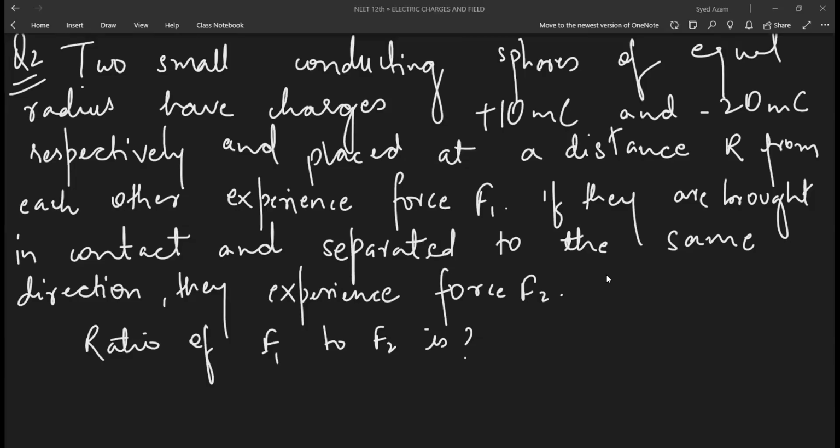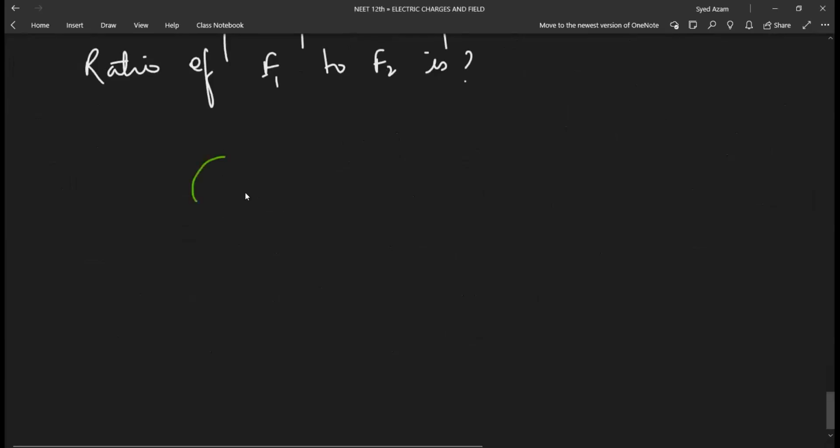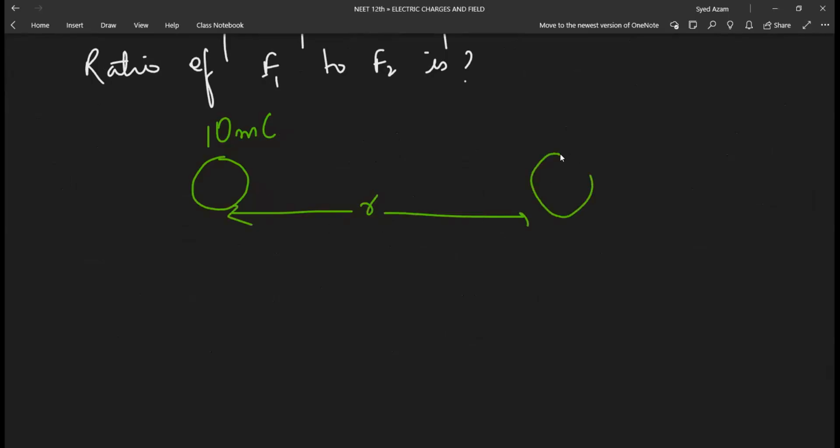Look, Ibrahim, this question says two conducting spheres of equal radius have charges plus 10 millicoulomb and minus 20 millicoulomb respectively. And they are placed at distance capital R from each other when they experience force F1. So this is 10 millicoulomb, this is the second one, having minus 20 millicoulomb, and this is experiencing the force F1. So you tell me, what will be the Coulomb's law?